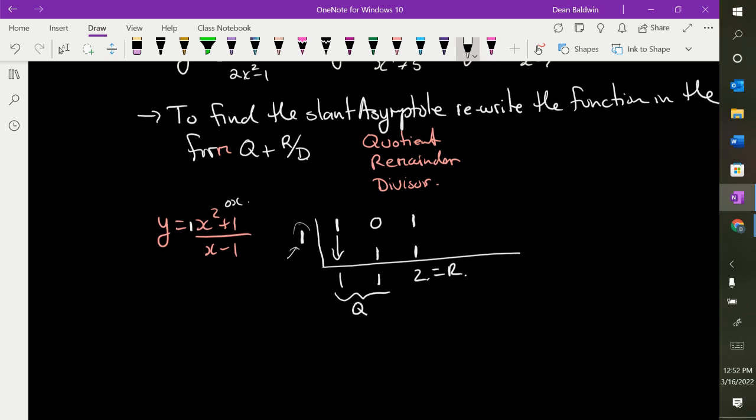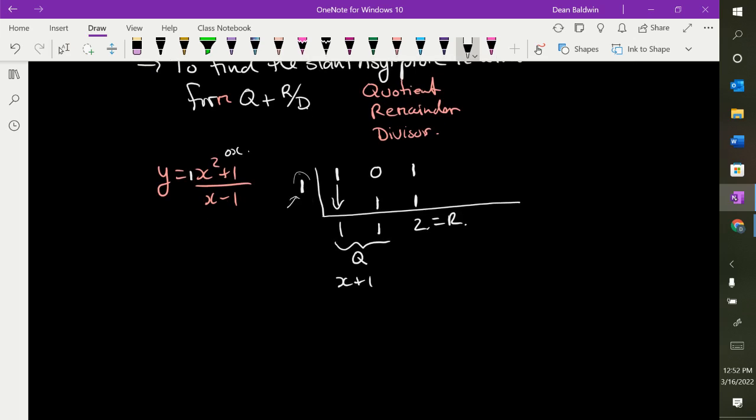This is your quotient. Now, we divided a quadratic, second degree polynomial, by a linear, which is just x. So what should be the degree of my quotient? It's 1. It drops by 1, right? So this is actually x plus 1. Okay?